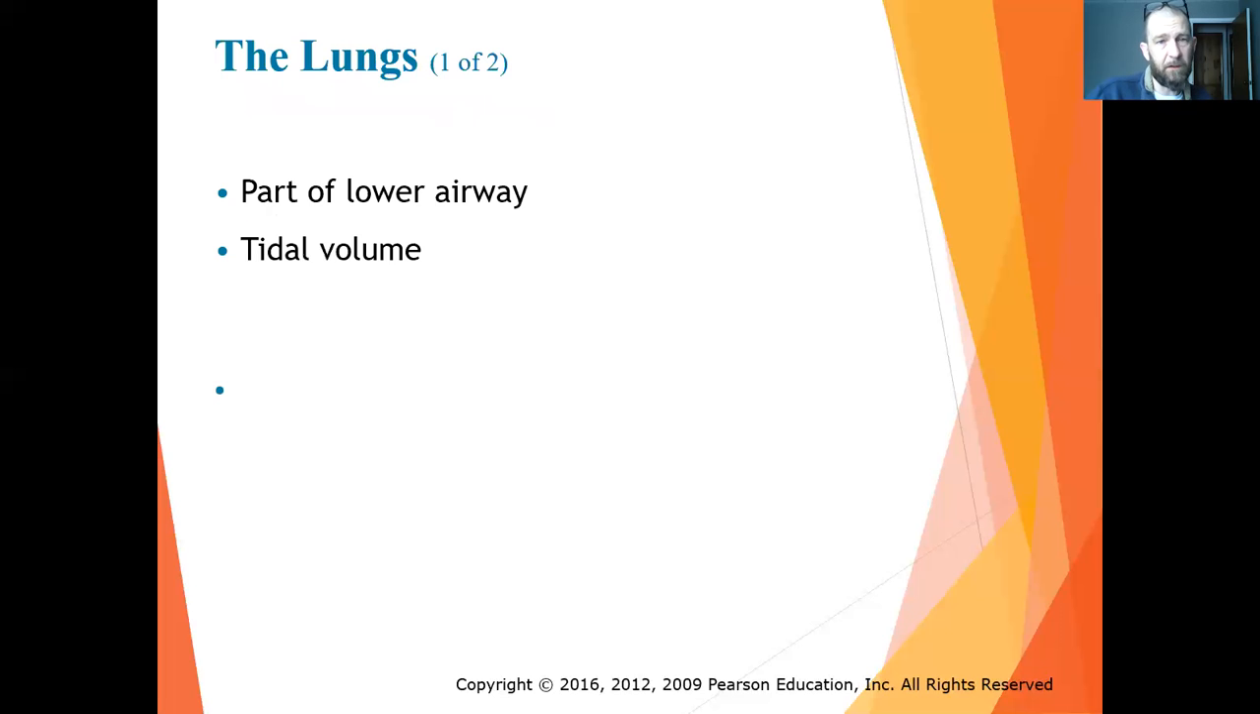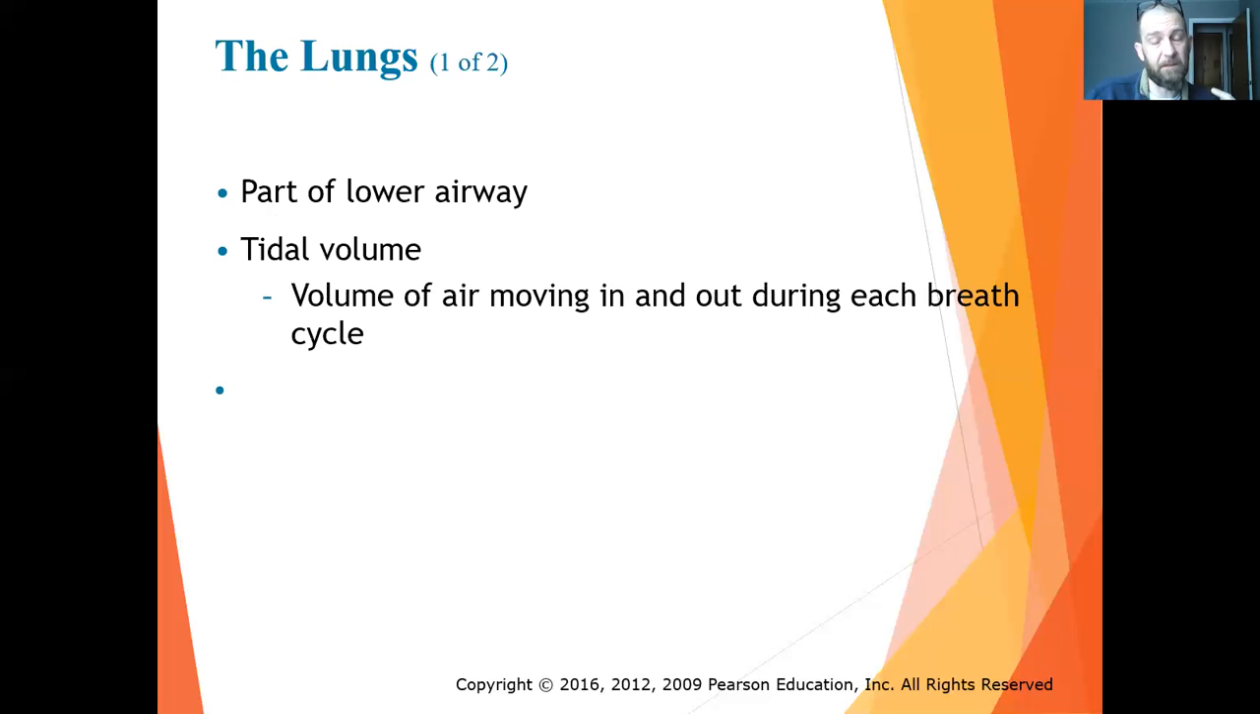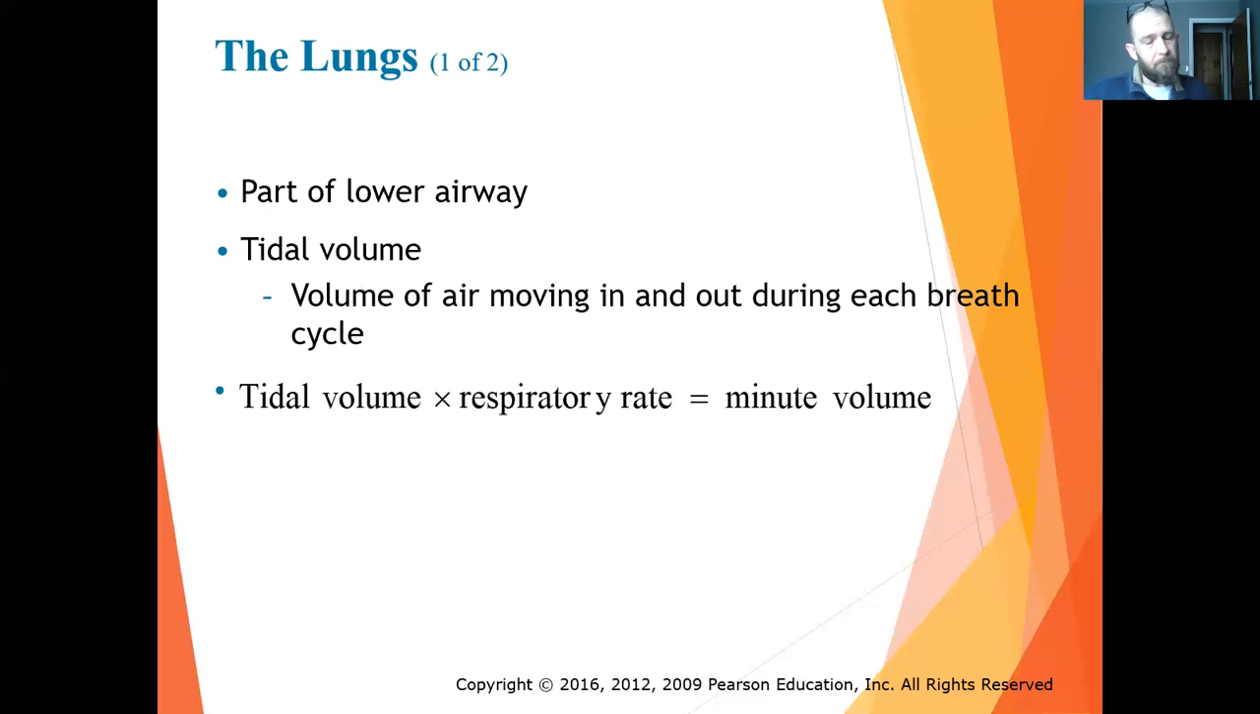Lungs, we know about these, part of the lower airway. And one thing we have to know is what's called tidal volume. This is the amount of air moving in and out of the lungs with each breath cycle. So it's a certain amount of air. It's a volume of air. Now, what we need to know about tidal volume is basically that it's 500 milliliters. It's about a bottle of water, just about 500 milliliters.